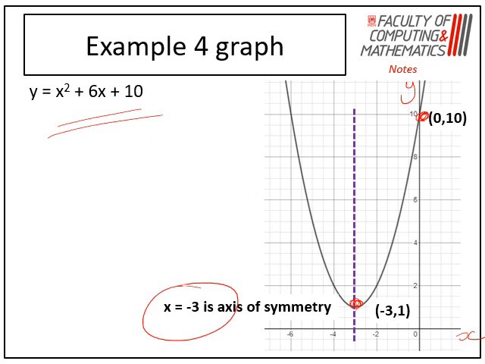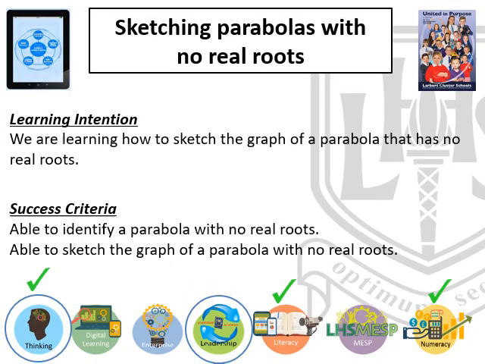If you had labelled it with the completed square form, it doesn't make any difference, just make sure that you do label it. So we've looked at sketching the graph of a parabola when you've got no real roots, i.e. when your discriminant is less than 0. So it doesn't actually cut the x-axis, so it's one of the graphs that floats in midair. You need to be able to identify that parabola when it's got no real roots and then be able to sketch it.